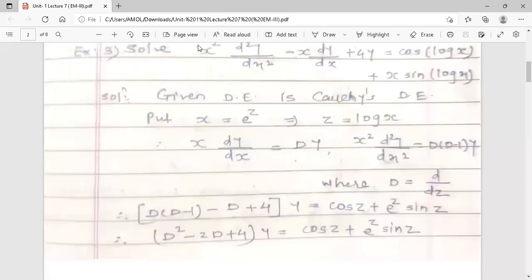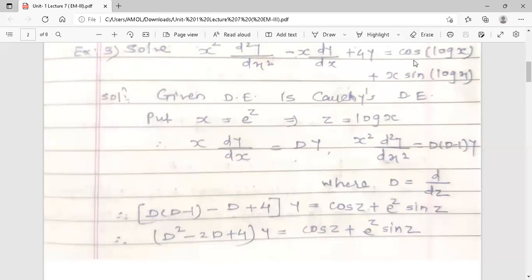So the first term, x square into d2y by dx square, its value is D into D minus 1 into y. So you write here, the first term replaced by D into D minus 1, with y common. The middle term is x into dy by dx, so replace it by Dy. So it is D into D minus 1 minus D plus the constant term 4y, so y is common. You write in bracket 4. So it is D into D minus 1 minus D plus 4, bracket complete, into y is equal to cos of log of x.